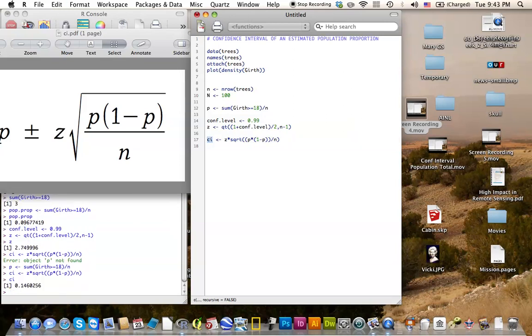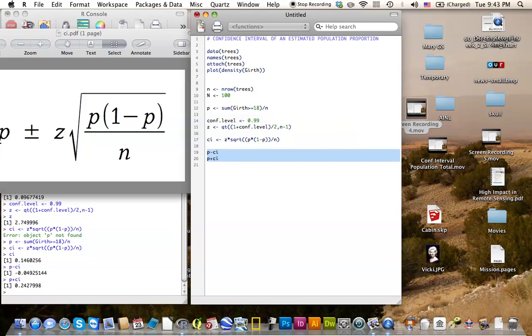So our CI, what do I keep saying CI? Our confidence interval is 14.6%, or about 15%. So this is a very wide confidence interval. So what we're saying here is that we are 99% confident that the number of trees in our population that have diameters greater than 18 inches is essentially zero, because we really can't have a negative 4% here, but it's less than 24% of the trees.